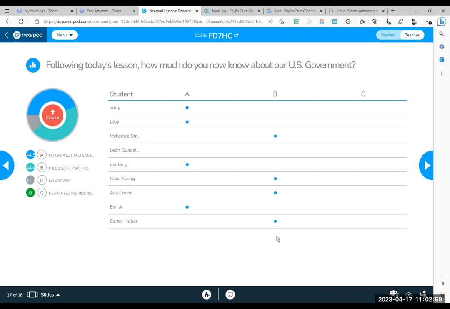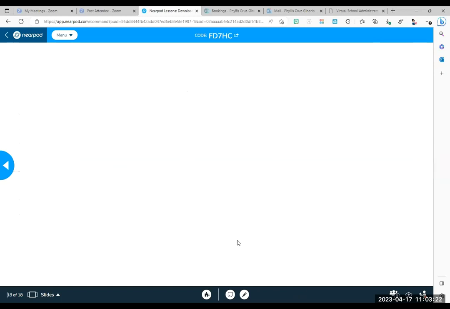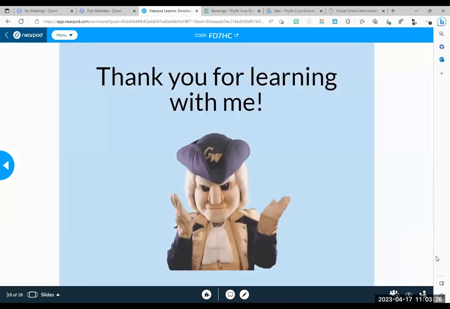If I see your name in the B, I'm coming, Carter, I'm coming. If I see your name in the B, can you do me a big favor and practice this on your own when Nearpod decides to behave a little bit better? Can you guys give me a pinky promise to say that if you feel like you're in the B, please try to practice this later when I share it? Thank you. So I'm coming, Carter. Thank you for learning with me.